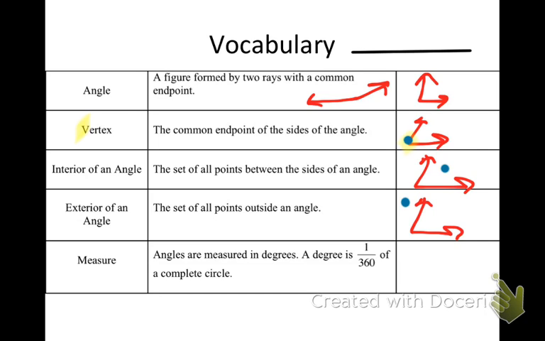Measure. Angles are measured in degrees. An angle is 1/360th of a complete circle. Does anybody guess why it is 360? Because that's a circle. If I were to go all the way around, that gets me 360. So an angle is 1/360th of the complete full circle. Okay?